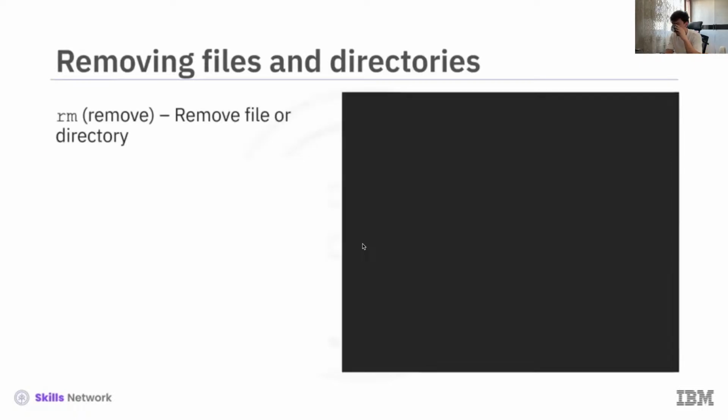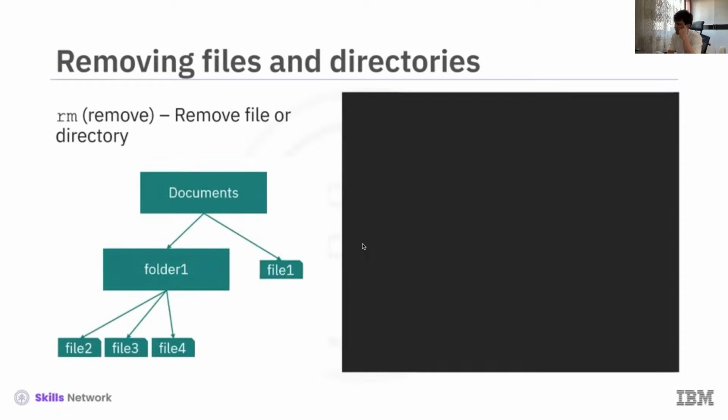The rm command allows you to remove a file or directory. Suppose you have a file structure as shown on the left, and let's say you're in the Documents folder and you wish to remove file 1. You can do this by simply typing rm file 1. Now you can see only folder 1 is left.